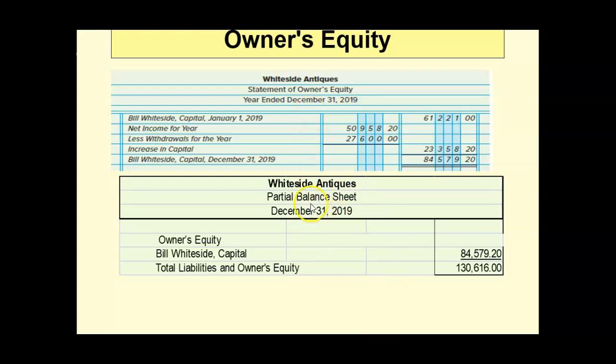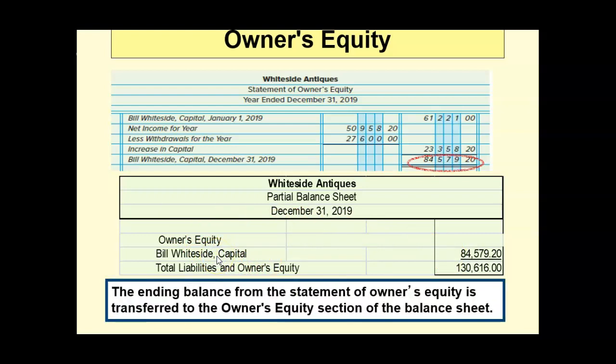The last section of the balance sheet would be our equity section. And this section only shows one account. It shows the owner's ending capital balance, and the ending capital amount is coming from your statement of owner's equity. So that amount is transferred over to the equity section of the classified balance sheet.